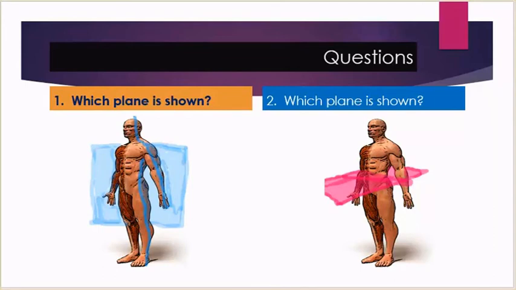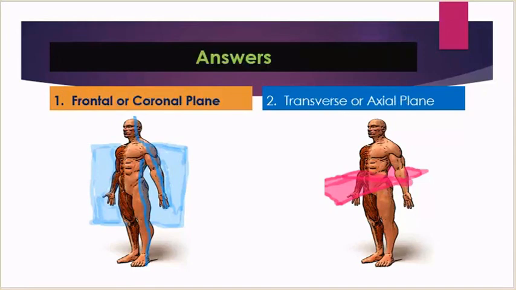Questions: number 1 and number 2. Name the planes that are being shown. Number 1 is the frontal or coronal plane. Number 2 is transverse or axial plane.